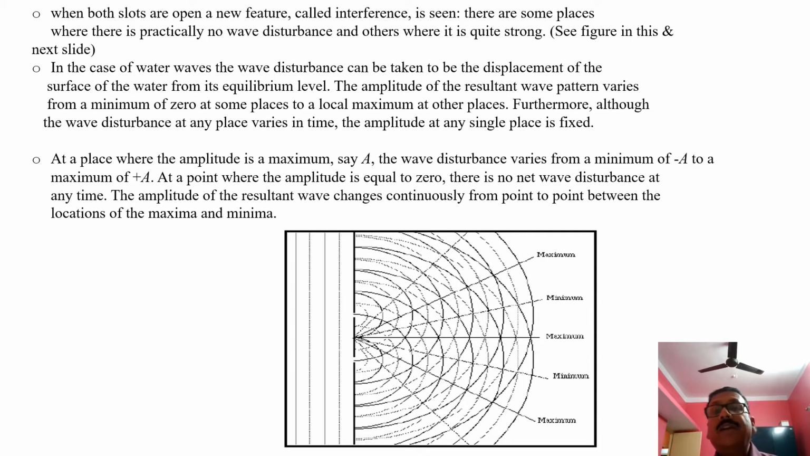The amplitude of the resultant wave pattern varies from a minimum of 0 at some places to a local maximum at other places. Furthermore, although the wave disturbance at any place varies in time, the amplitude at any single place is fixed. At a place where the amplitude is maximum, say A, the wave disturbance varies from a minimum of minus A to a maximum of plus A. At a point where the amplitude is equal to 0, there is no net wave disturbance at any time. The amplitude of the resultant wave changes continuously from point to point between the locations of the maxima and minima.